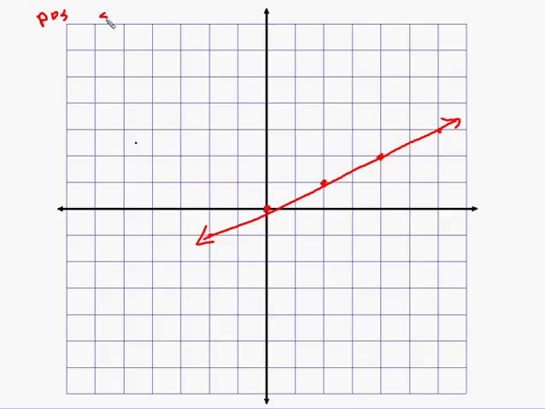Now, some common sense. Positive slopes go up, as I read left to right. So if you have a positive slope and you graph it and it's going down, you know you made a mistake. And negative slopes go down as I read left to right.